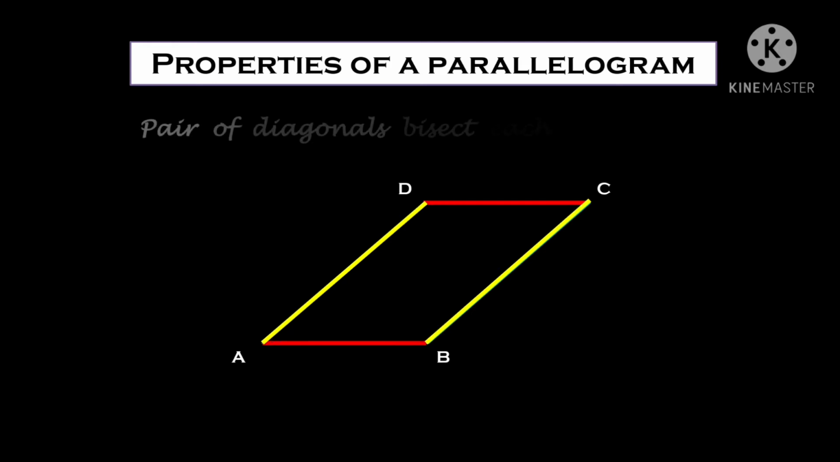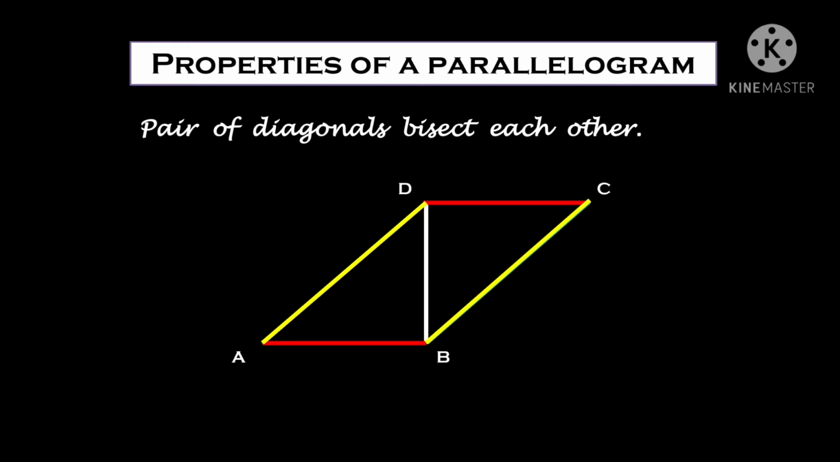The third property says the pair of diagonals bisect each other. As we know, diagonals join the opposite vertices, as you can see here, B to D and A to C. So AC and BD are the two diagonals. Now they bisect each other. So let's consider the intersecting point as point O. That means at point O, these two diagonals are meeting, and it says that they bisect each other.